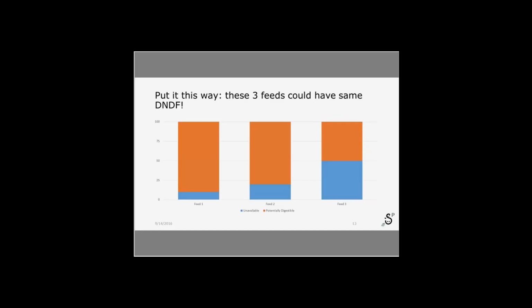It gets a little tricky to try and visualize this, and I've been trying to come up with how to show that. And this is the best way I was able to do this that I could come up with. So it's dependent upon the size of that unavailable pool that changes the pool size of the potentially digestible NDF. But again, all 3 of these could have the same 30-hour NDF digestibility.